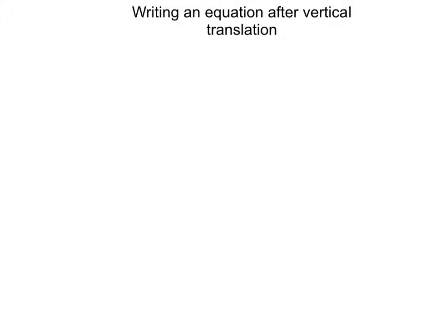This topic is called writing an equation after a vertical translation. Basically what that comes from is we're going to have an equation. They're going to say, hey, you're going to move it up or you're going to move it down. What would the new equation look like after you do that?